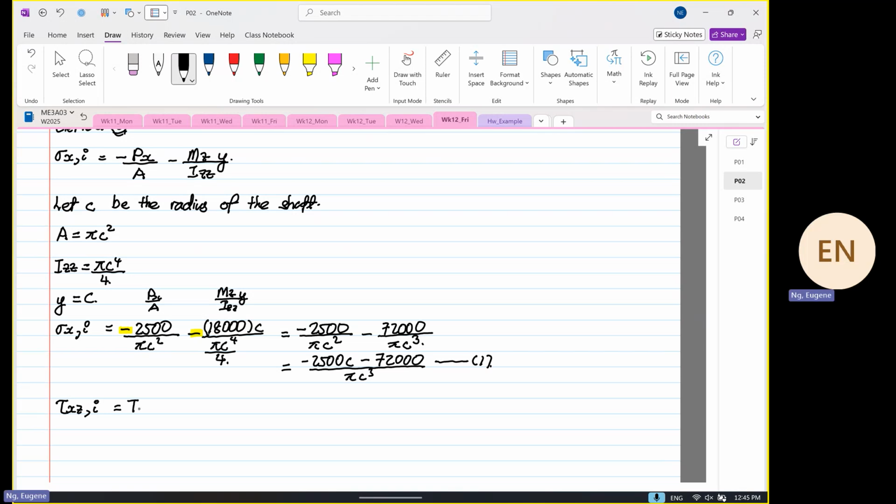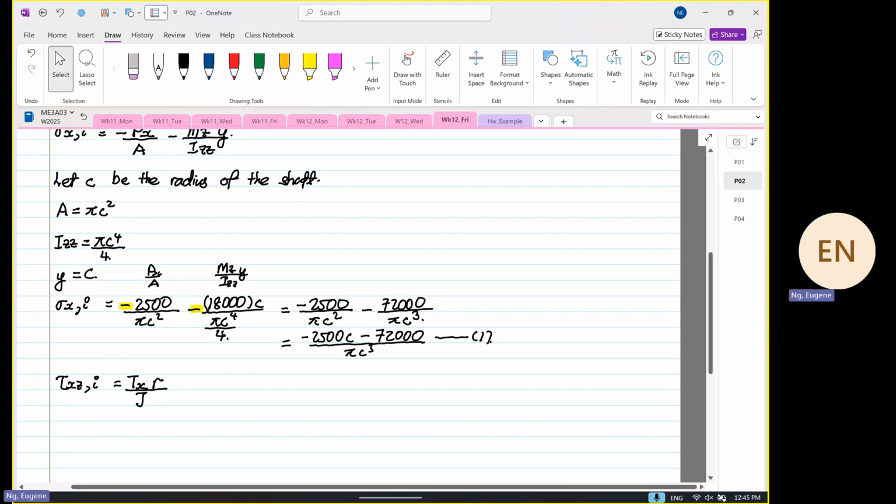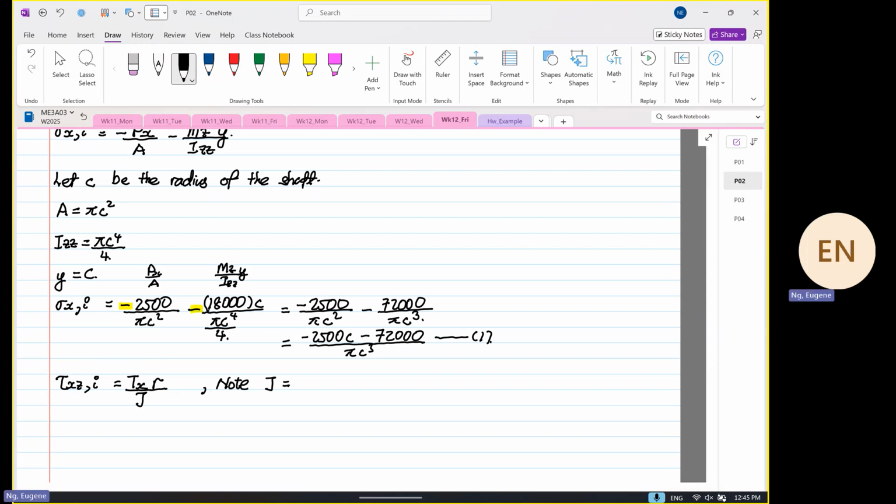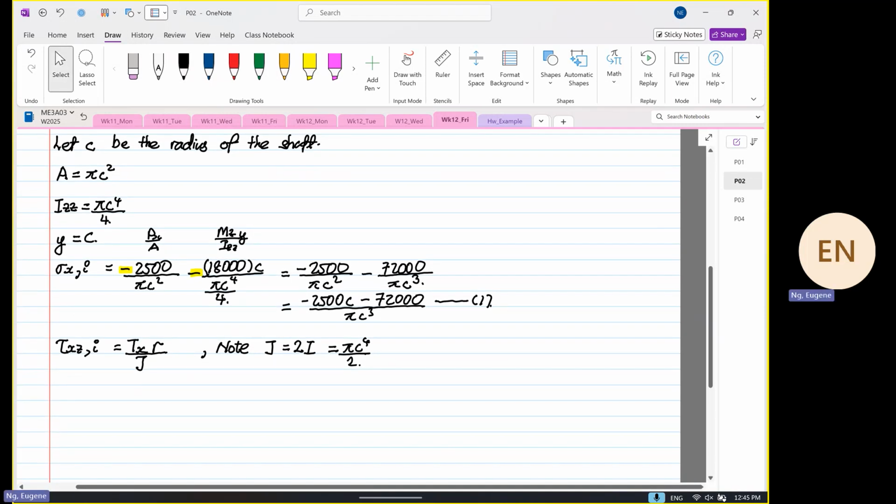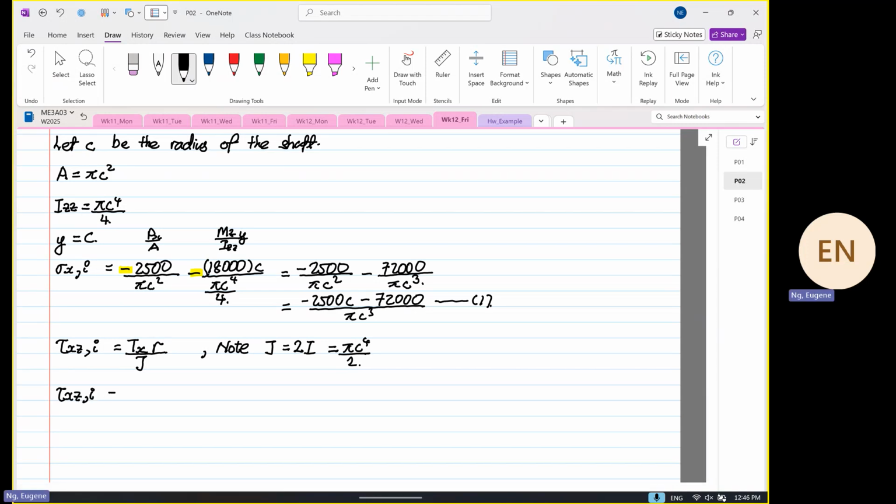Next, we are going to determine our shear xz for element I. This is equal to T about the x-axis multiplied by the radius divided by J. Note that J, the second polar moment of area, is equal to twice the second moment of area, so that will be equal to pi C to the power 4 over 2.